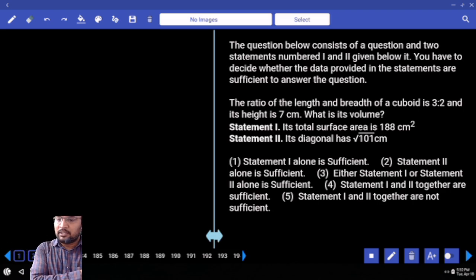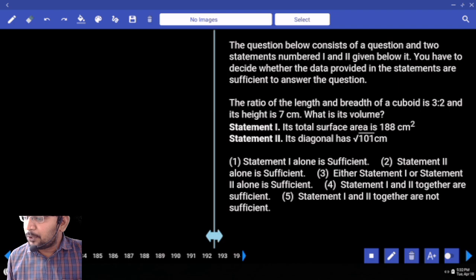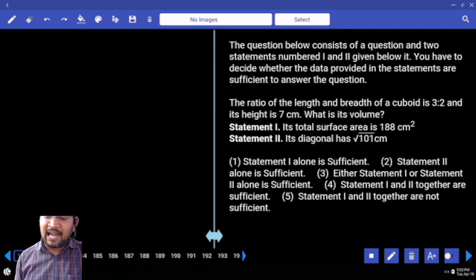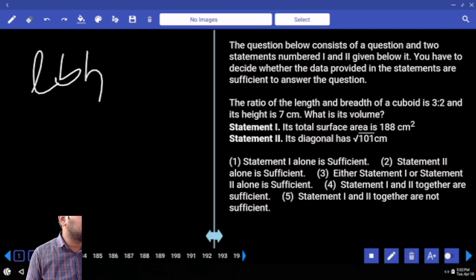So the next question: the ratio of the length and breadth of a cuboid is 3:2, and its height is 7 centimeters. They have given length and breadth in terms of parts, and height as a direct value. What is the volume of the cuboid? It is L into B into H. In the given statement, L and B are given in terms of parts, and H is given as a direct value. Now see the first statement.